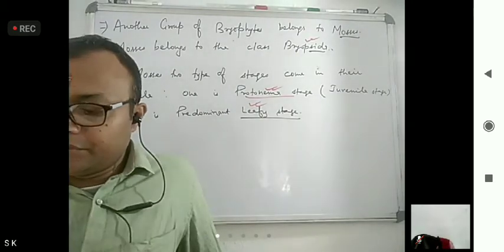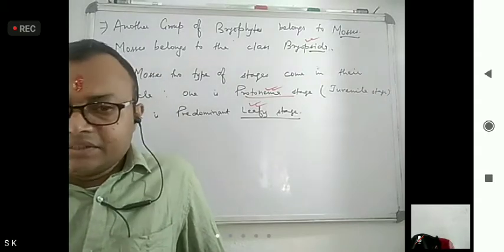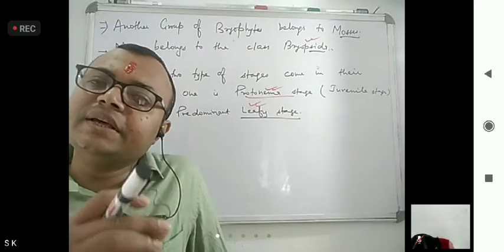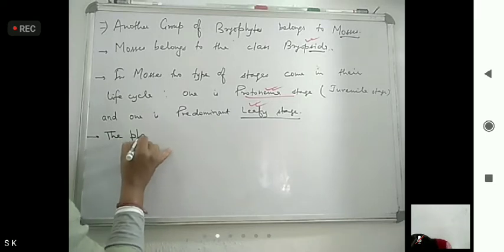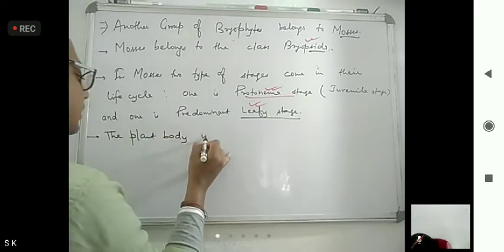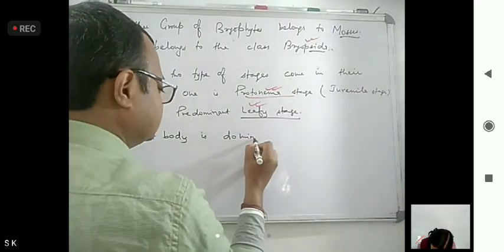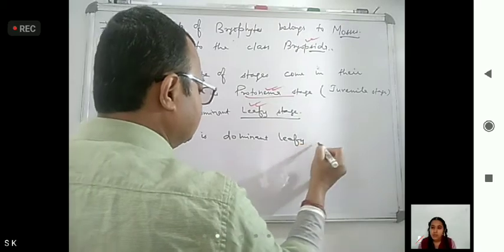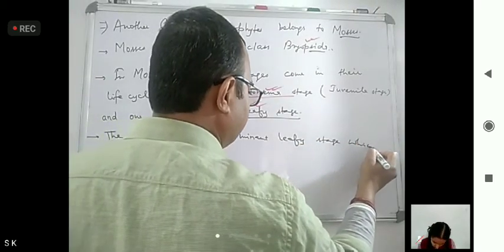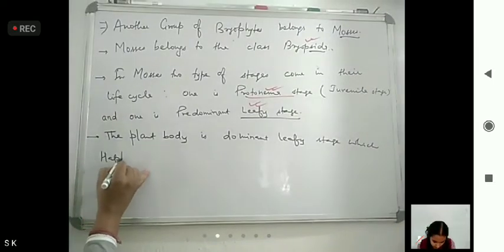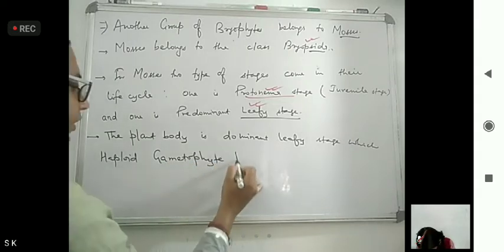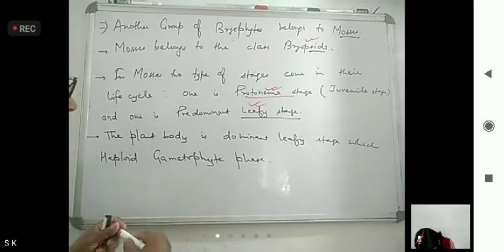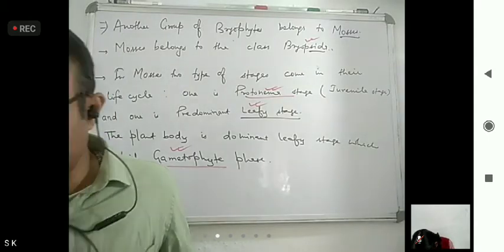Now, here what happens? The plant body, that is the dominant one, is the leafy gametophyte. So what I told, the plant body is the dominant leafy stage, which is the haploid gametophyte phase. Okay, what I told, the dominant leafy stage is what? Haploid gametophyte phase.